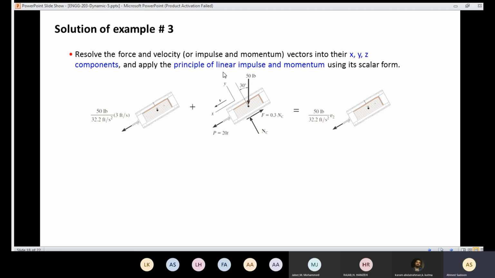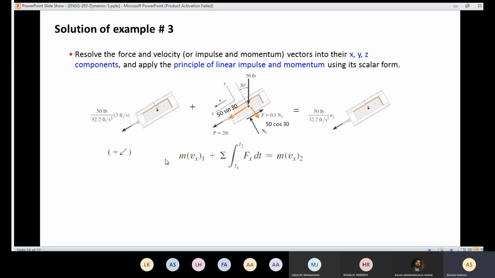I need to decompose all the forces into x and into y. All the forces are directed either into x or into y, except the weight. So I need to decompose the weight into x and into y. So I'm going to have 50 sine 30 and 50 cosine 30. Now I'm ready to use the scalar form of the principle of linear impulse and momentum into the x direction, and the positive x is going to be directed here.